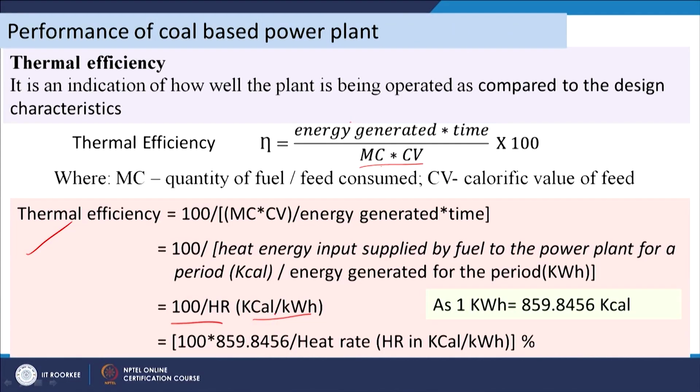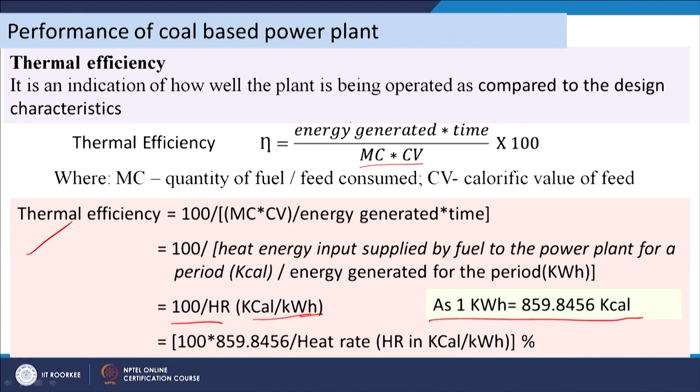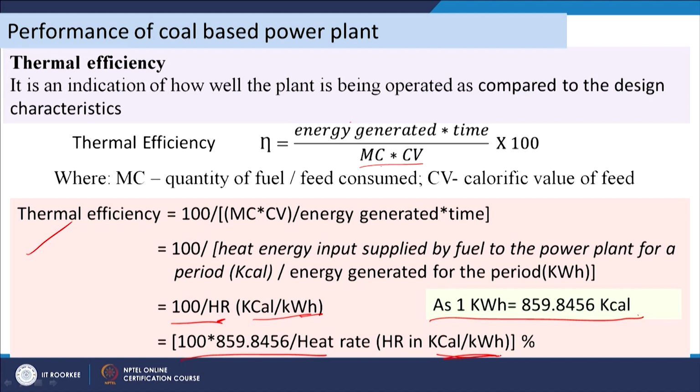So, this is in kilocalorie per kilowatt hour, but if we want to get it in percentage, then these two units have to be the same. So, the energy unit conversion is needed. We know that 1 kilowatt hour is equal to 859.8456 kilocalorie. So, we can put this value here, and this is the relationship for the determination of thermal efficiency in percentage. We will put the value HR in kilocalorie per kilowatt hour, multiply by 859.8456 in the numerator, and in the denominator the heat rate in kilocalorie per kilowatt hour, then we will get the thermal efficiency in percentage.